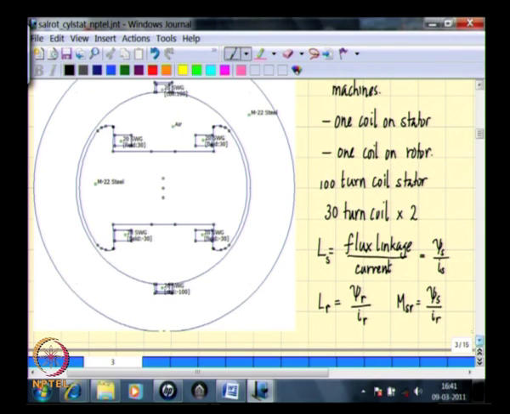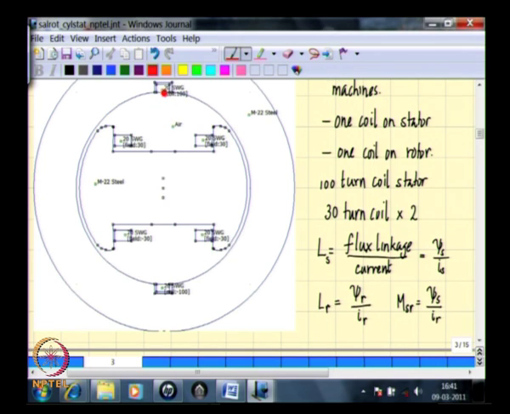We have also understood that if you want to find this out, that is flux linkage in the stator divided by current in the stator. Now if you are going to excite the stator, that is send some current through the coil here, we first need to find out how much flux is going to be generated. And we know that in order to find out how much flux is generated, you need to know how the magnetic circuit looks like.